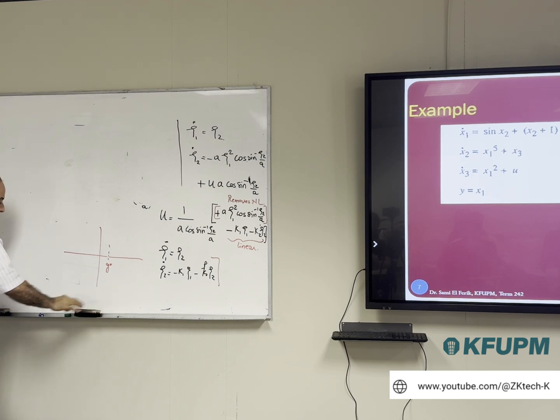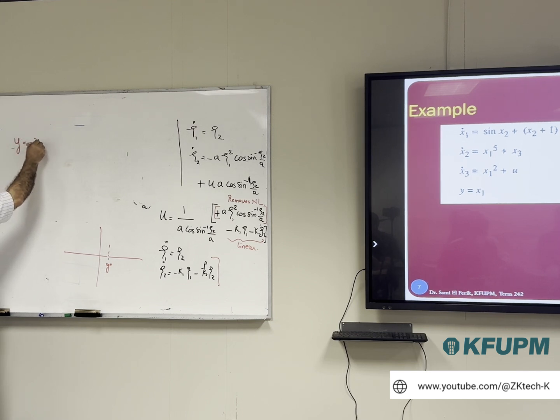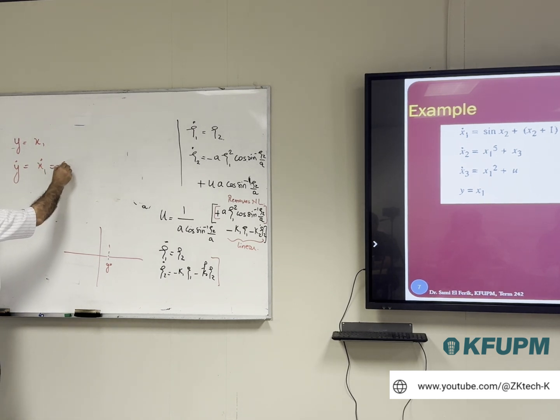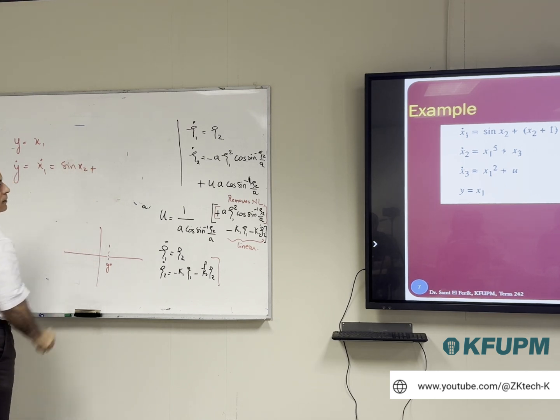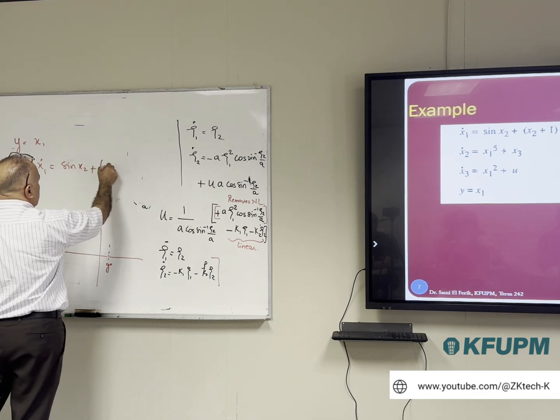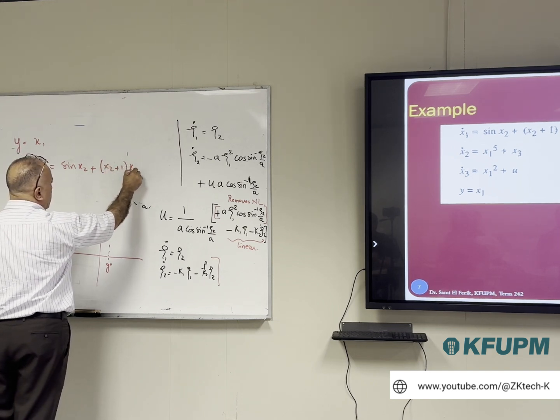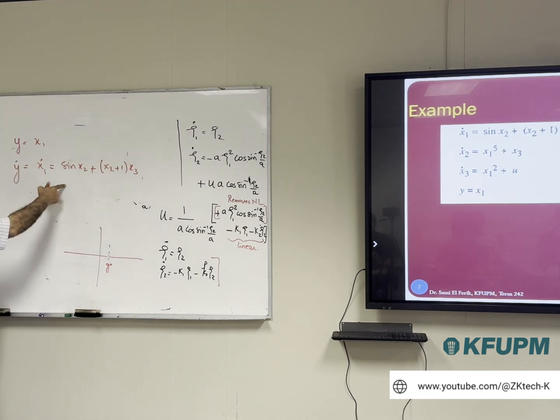So I go back to my output. I have y is equal to x1. So I can say that y prime is equal to x1 prime, right? So I start from the output, not from the input, not from the states. This will be equal to sine of x2 plus x2 plus 1 multiplied by x3. And in this y prime, there is no u. Still there is no u at the level of y, so I derive again.